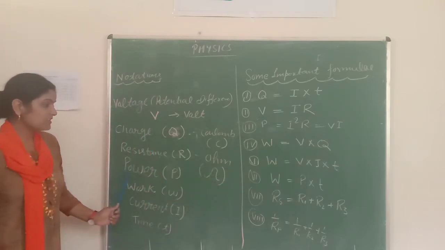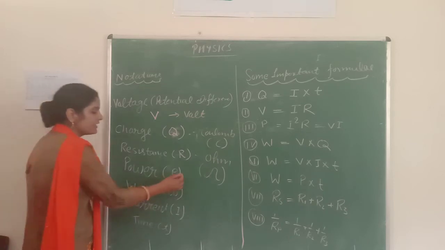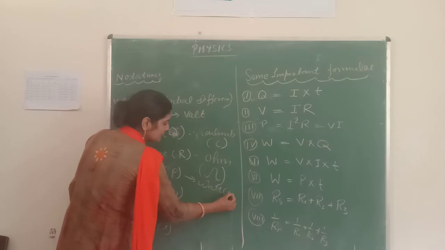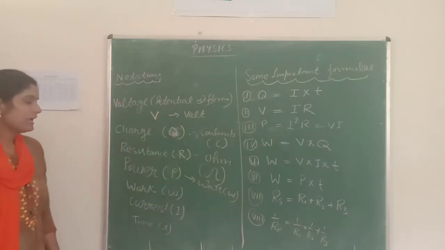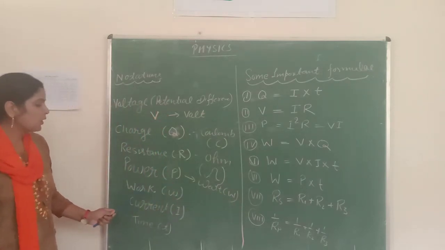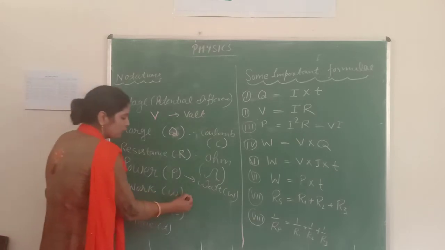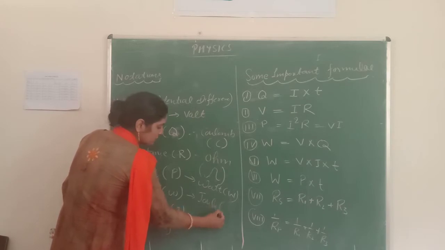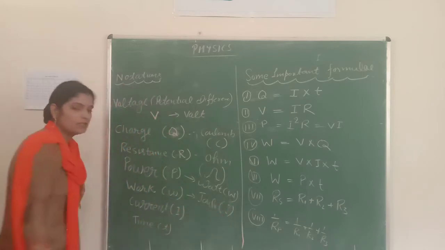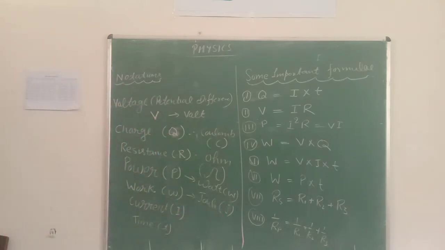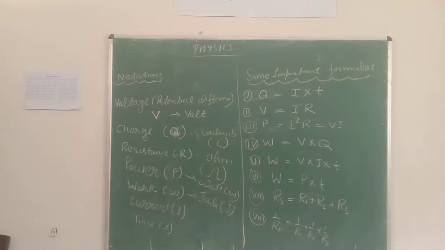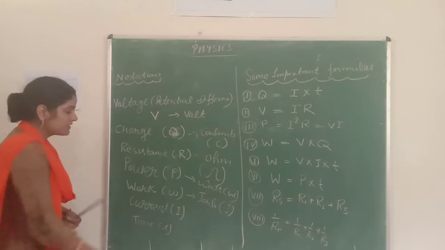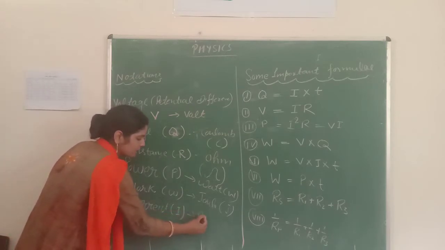Okay. Next is power. Power unit is watt. And watt is denoted by the letter capital W. Next one is work, and unit of work is joule. Students, this unit of work is joule and we denote it by the letter J. Okay. Next is current. Current is denoted by the letter I and its unit is ampere.